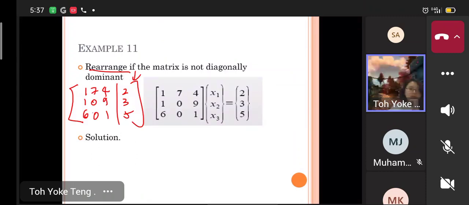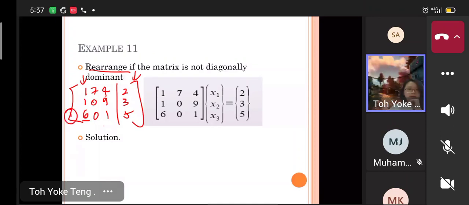So for A11, try to find out the maximum number here. It refers to here, the maximum number at 6 that is greater than 1. Yeah, this one can be the first row. And then for A22, as you notice here, 7 is the maximum number. So 7 that is greater than 5. Okay, so the third one, 9 that is greater than 1.